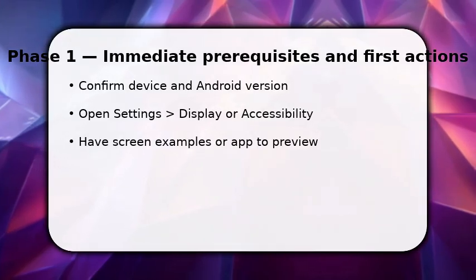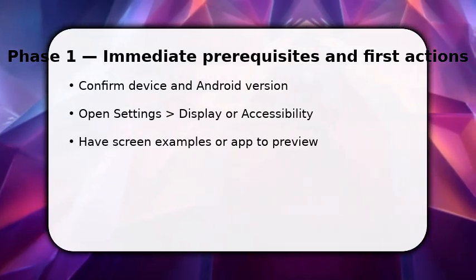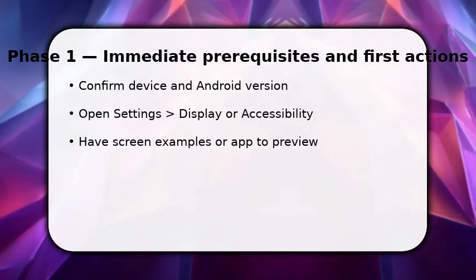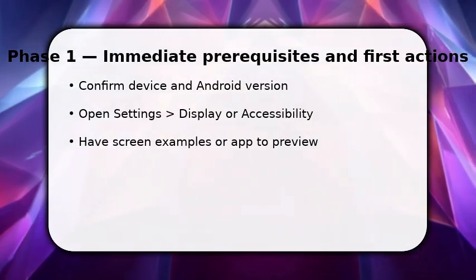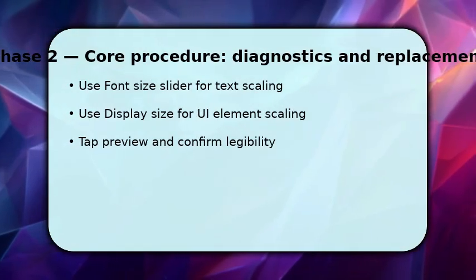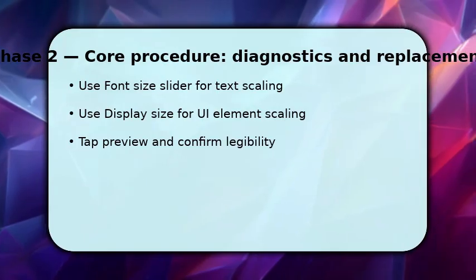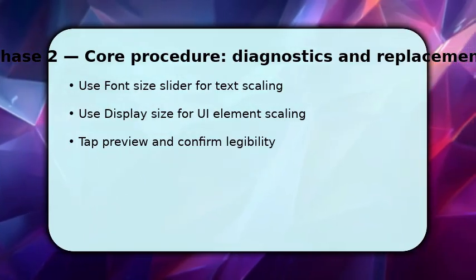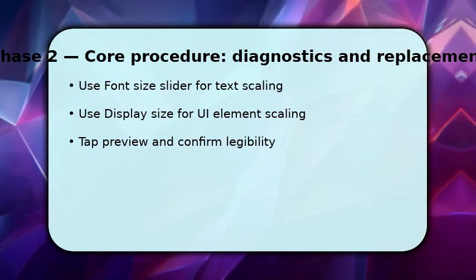Try built-in controls first. If you see both font size and display size, focus on font size initially. Those are the precise controls for type scaling. You now adjust the actual controls. Move the font size slider towards smaller to reduce text scale. Small increments help avoid unreadable text.